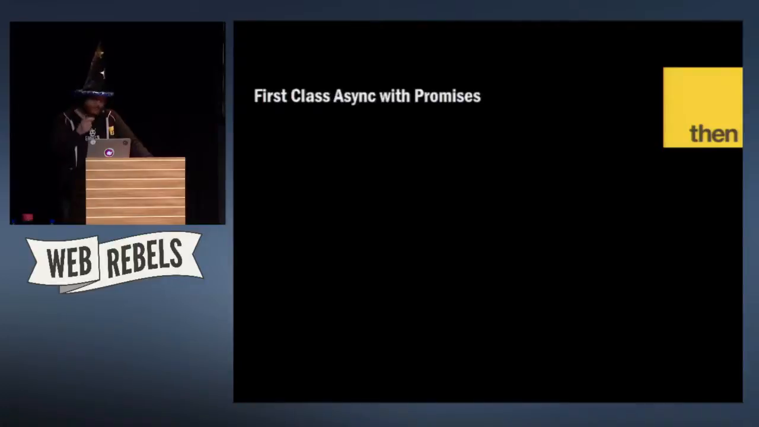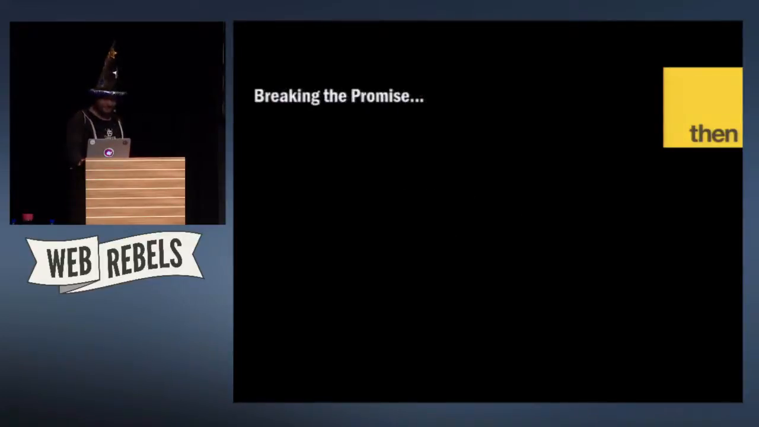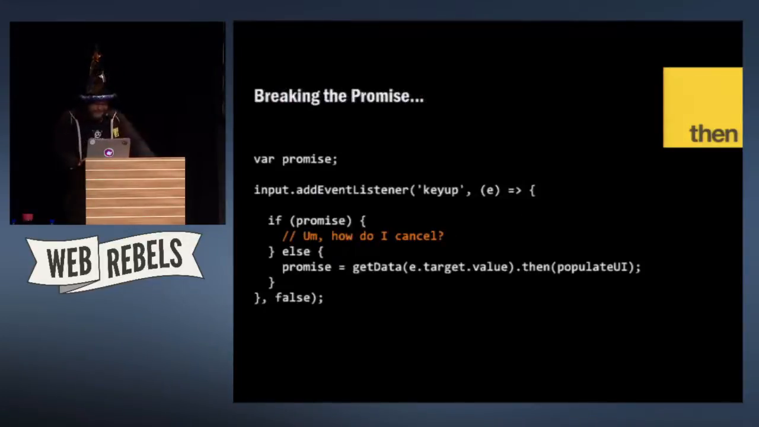So the fine folks at TC39 said, we have a solution for you. They're called promises, so we can say player initialize, then authorize movie, and login error, and then we can play the movie, or you have it unauthorized. That's great, isn't it? No. And the reason why it's not great is that the promise that they standardized doesn't actually have a cancellation mechanism. So you're like, oh, I'm going to start typing. I want to cancel the previous request. I can't. Well, shoot. What was the point?